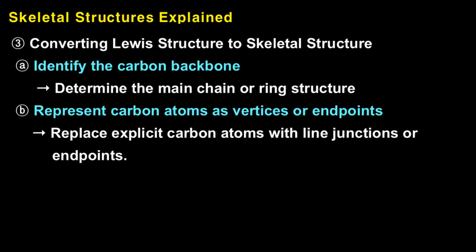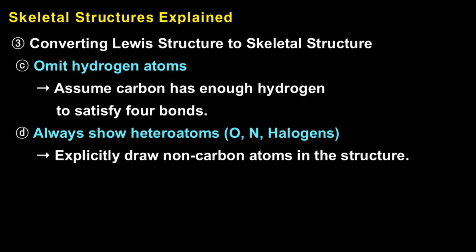To convert a Lewis structure into a skeletal structure, the first thing you want to do is identify the carbon backbone, whether it's a straight chain or a ring. Then you replace the explicit carbon atoms with line junctions or endpoints. Because skeletal structures are meant to simplify things, we leave out both the carbon atoms and the hydrogens attached to them, since those are understood by default. This makes the structure look cleaner and much more efficient, while still keeping all the important information we need. Only heteroatoms, like oxygen, nitrogen, and halogens, need to be drawn explicitly in skeletal structures. Once you get the hang of it, skeletal structures make it way easier to read, interpret, and even communicate molecular information in organic chemistry. Alright, let's jump in and start practicing how to draw some of these.